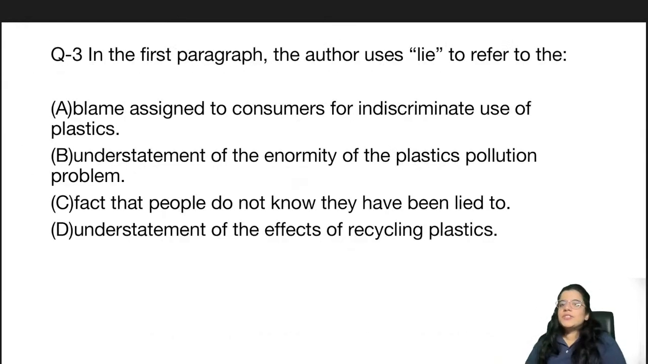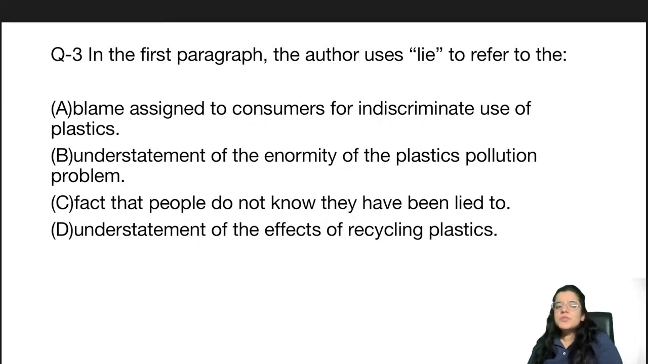वही चीज हमें question options में भी ढूंढनी है. And the first option clearly talks about the same. Blame assigned to consumers. Author के according lie क्या था? That the blame is being put on the consumers, right? That the consumers are responsible. That itself was a lie. So that's how we end up choosing A option as the correct answer, right? B says understatement of the enormity of the plastic pollution. I mean, rest of the options clearly don't make any sense, right? It's a clear fact-based question. It's a direct question, right?